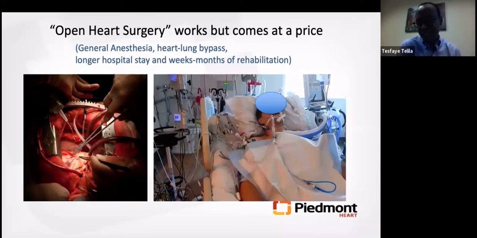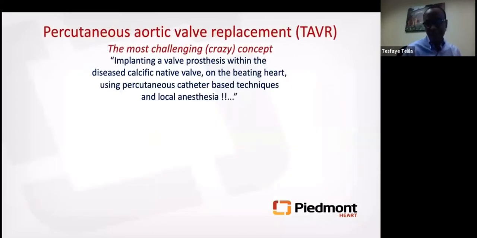So open heart surgery works nicely, has been around for a long time, and it is a proven therapy, really. However, of course, open heart surgery does require general anesthesia. It does require a heart-lung bypass machine, and also a longer duration of hospitalization. Also, you have patients that have to go to rehab. All those things are the downsides of surgical therapy.